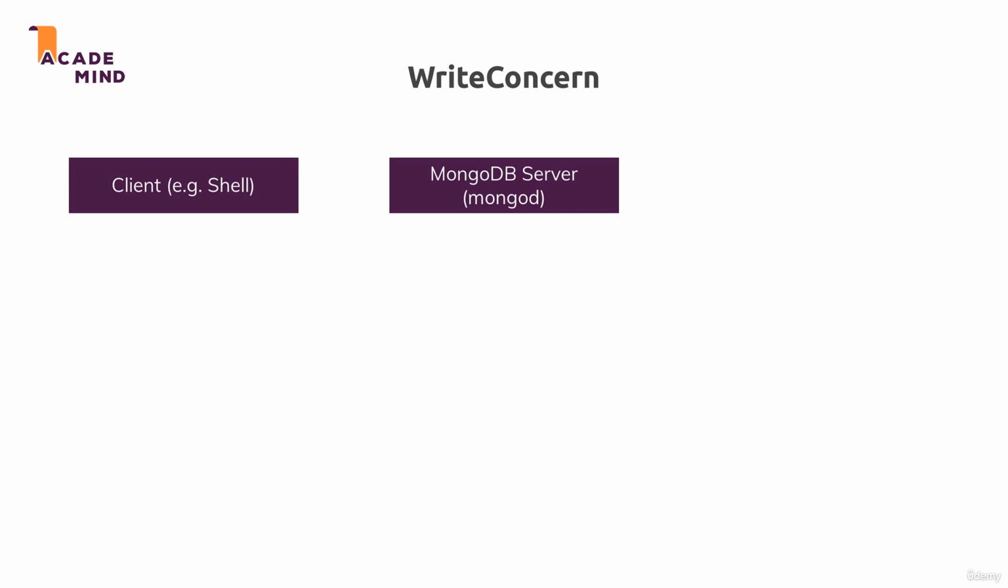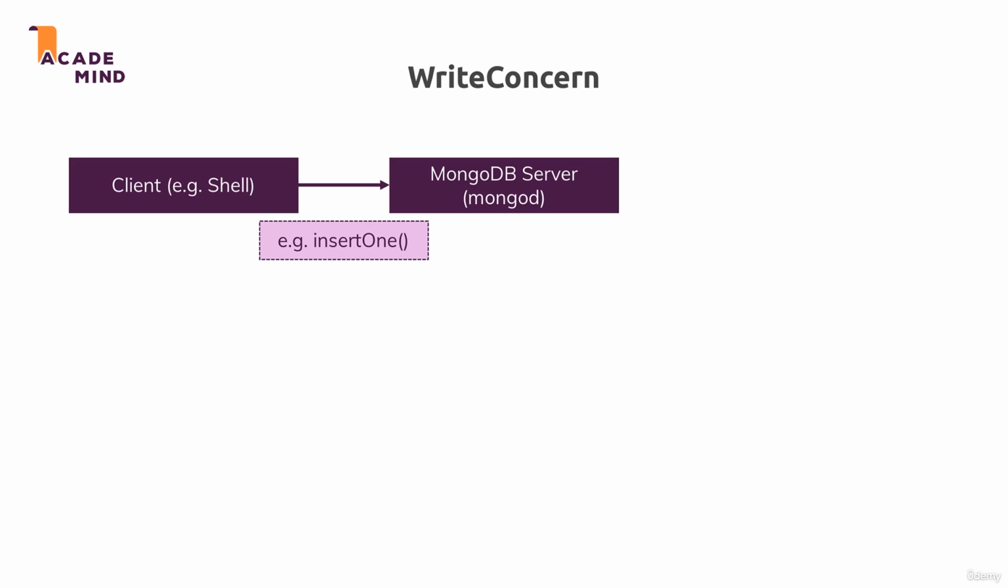We have a client and we have our MongoDB server. The client would be the shell or your application using a MongoDB driver. The MongoDB server is what you start with the mongod executable. Now let's say you want to insert one document in there, and it would also be true for insert many and for update and so on. So for all the write operations, because it's the writeConcern option we're talking about. So we're trying to insert one document.